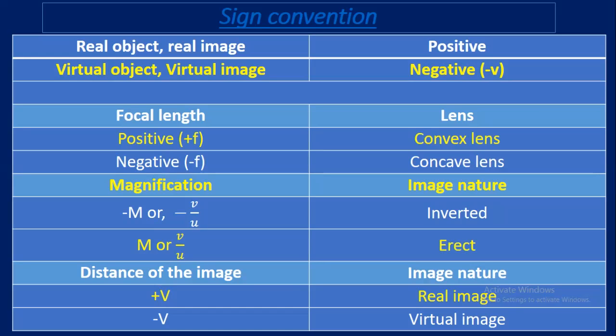If the value of m is negative, the image is inverted, and if the value of m is positive, then the image is erect. I think this diagram will help you solve mathematical problems using the sign convention. If you find any difficulties in my lecture, you can ask me any question in our class time. For better understanding, you may take a screenshot of this slide to solve mathematical problems.